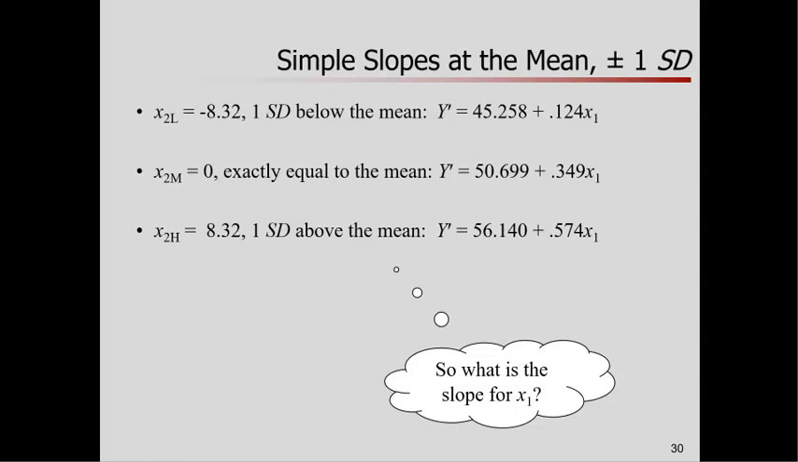That's the meaning of an interaction. It depends. The relationship between Y and X1 changes or depends on X2. That's the point of an interaction. This is the key point. Do we have any thoughts or questions about it?